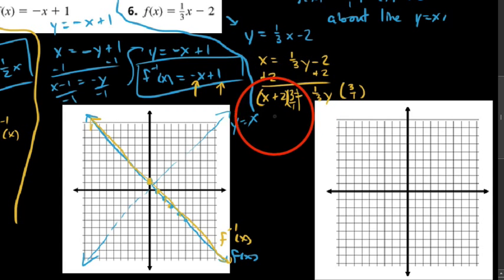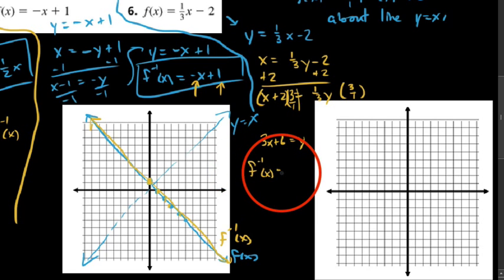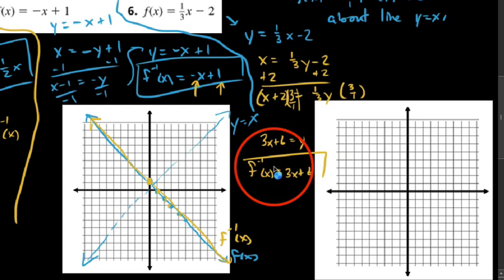And so what we end up with here is this. We get 3x plus 6 on the left side equals y. And of course, we're going to call this f inverse of x. And f inverse of x is equal to 3 times x plus 6. And I'll put a box around that.